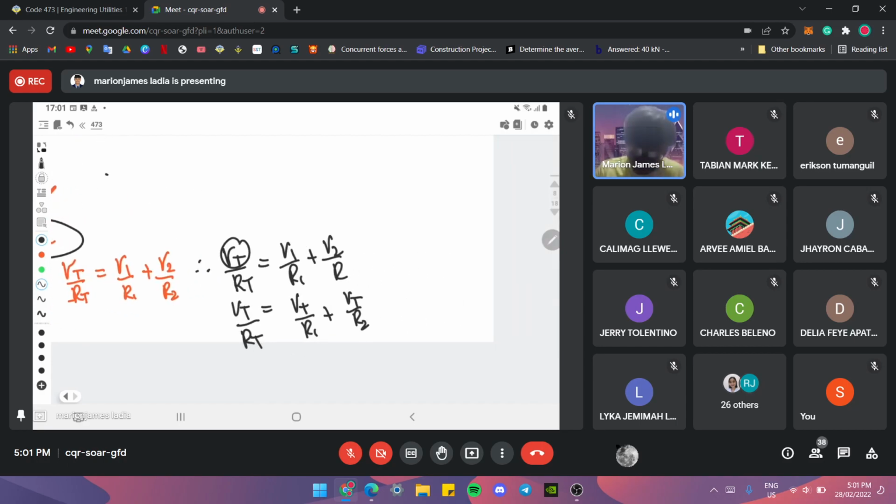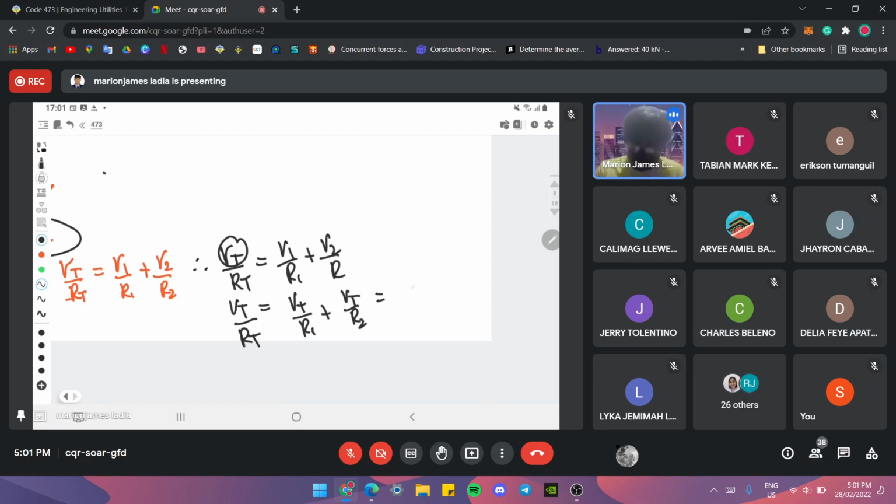From that, I can factor out my VT. So therefore, I will have 1 over R total multiplied by VT, equal to VT multiplied by 1 over R1 plus 1 over R2. So we can cancel this. Therefore, 1 over R total is equal to 1 over R1 plus 1 over R2. Okay? Wait lang. Let me pause for a moment.